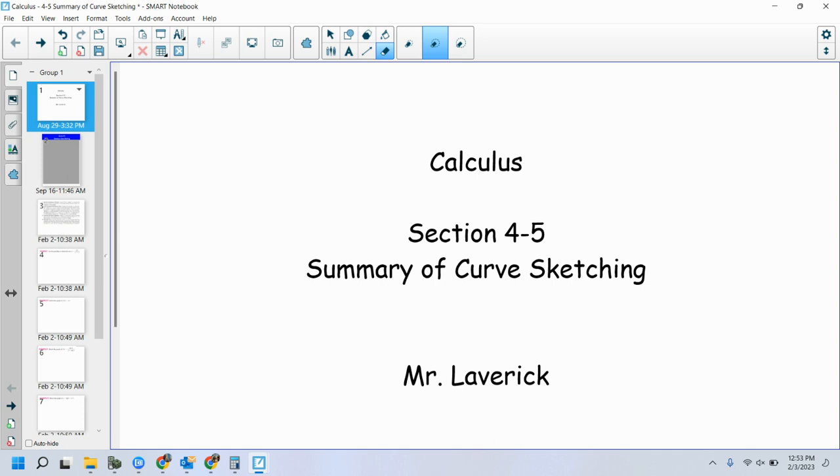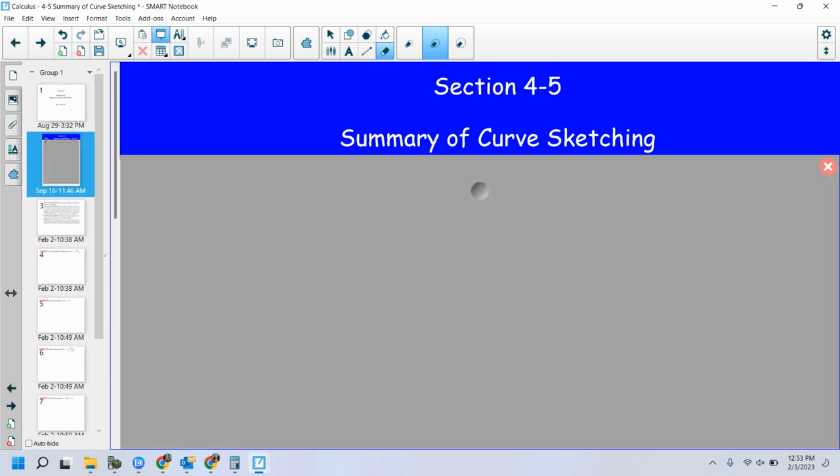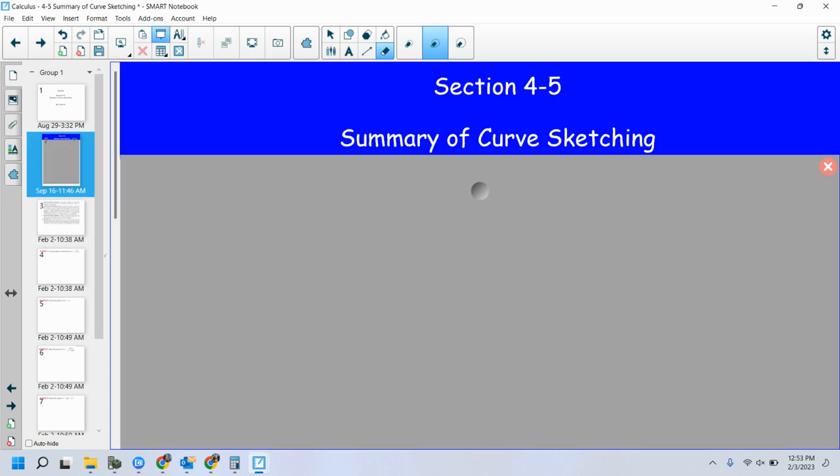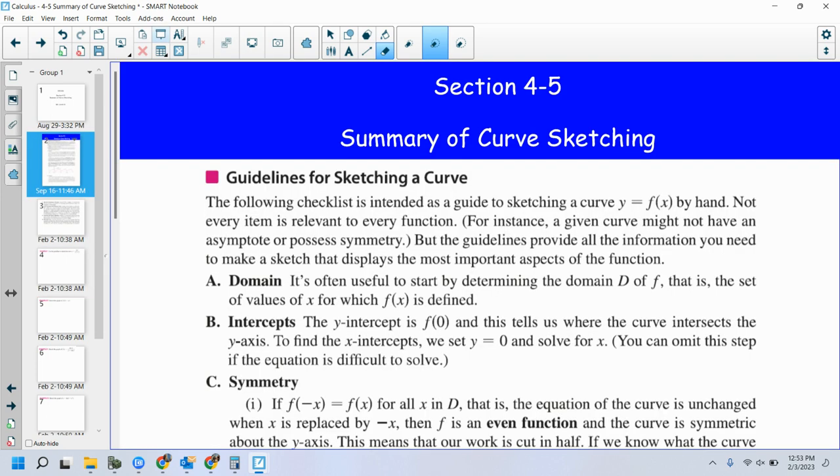Okay, so let's get to it then. Now, just showing you the first example that we're going to do. It says use the guidelines to sketch. That's the direction in the homework as well. Use the guidelines to sketch. So what are the guidelines? Well, that's what we're going to be looking at first. Now, I would insist that you write these down because I'm not going to have these provided for you. I'm basically going to say the exact same thing. Use the guidelines. And I'll give you space to do everything.